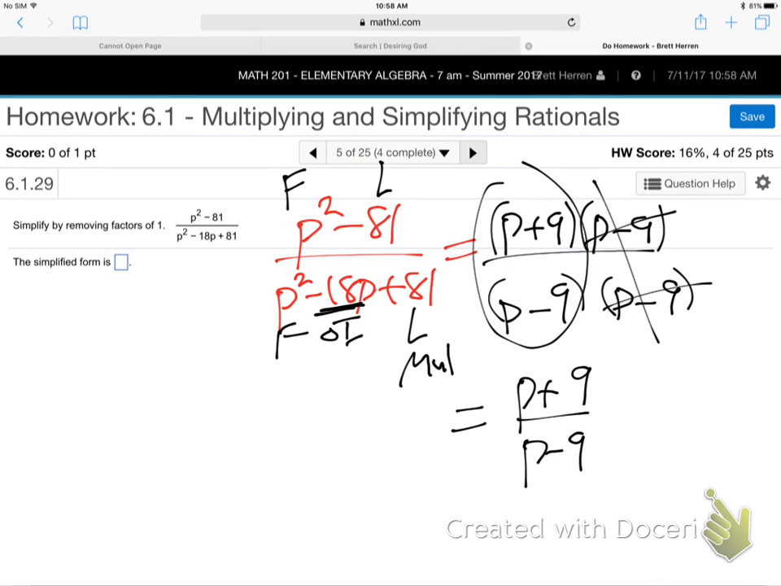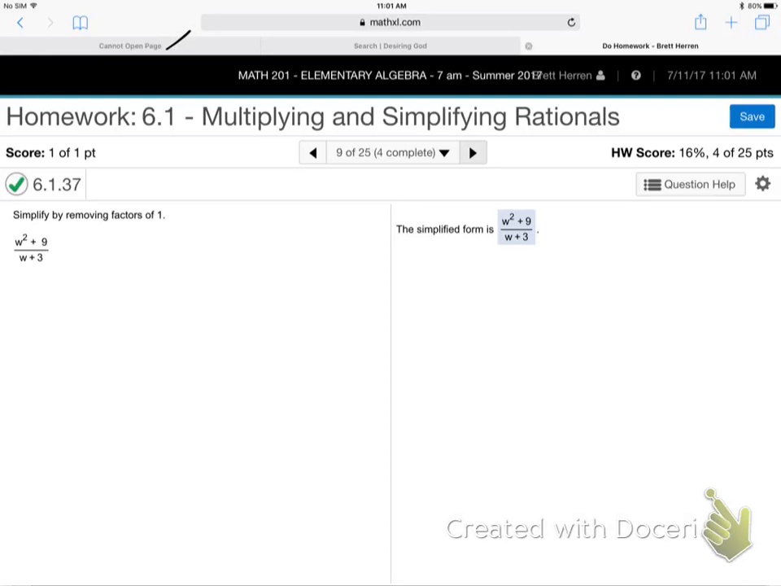Does that make sense? Are we good with that? So it's just factoring, isn't it? Just bunch factoring. This chapter. This section, anyway. Is that good? I'll move on if you're okay. So W squared plus 9 over W plus 3. So do that one. Factor the top, factor the bottom.